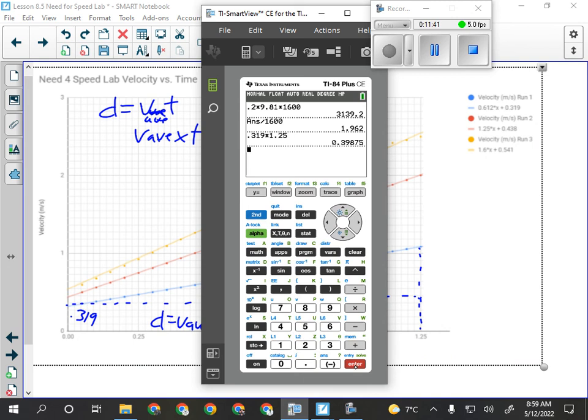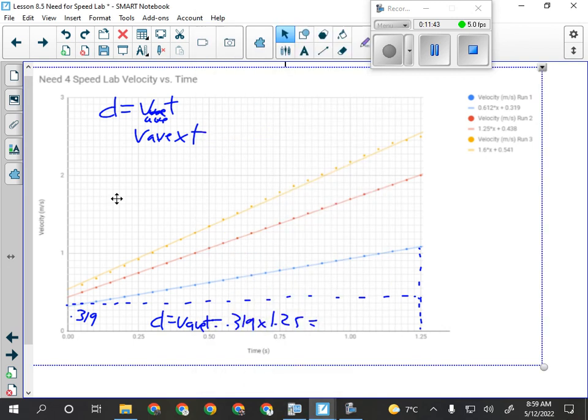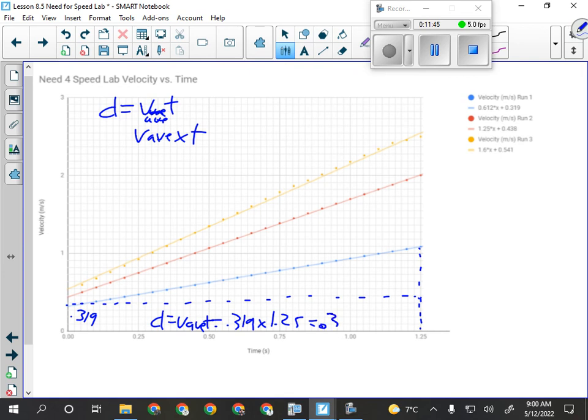So 0.39875 meters. Okay, that's the first part. Now I've got to calculate the area of my triangle.